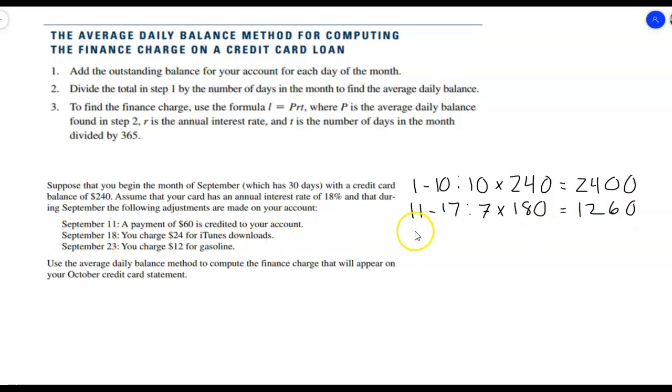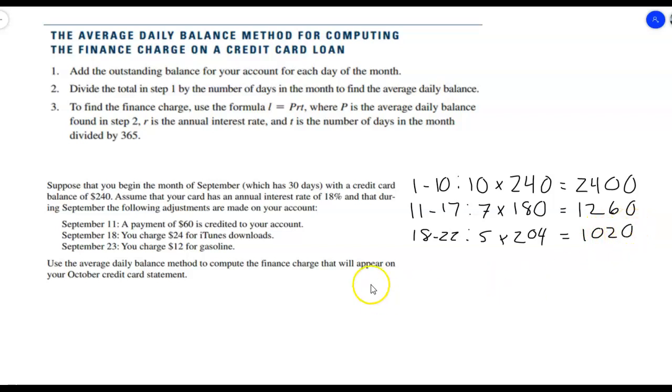Now on the 18th, all the way up until the 22nd, one day before this, so that's going to be 5 days: 18th, 19th, 20th, 21st, and 22nd. Our balance is going to go up by $24. So we're going to add $24 to this, and that's going to make that $204. So 5 times 204 is 1,020.